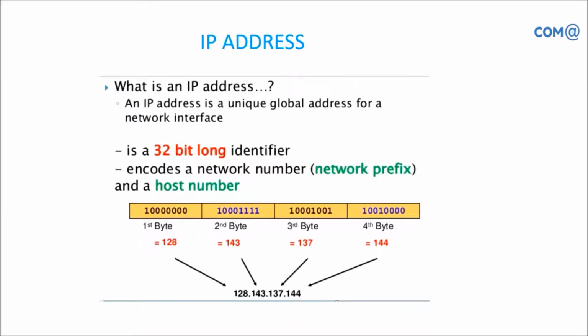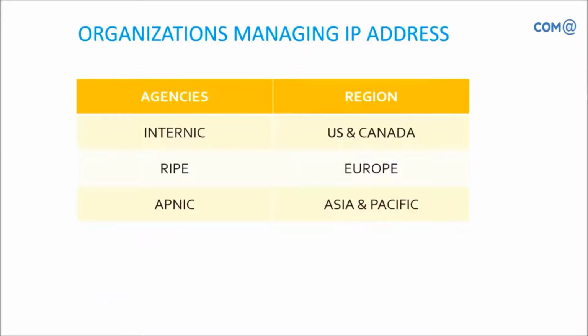It is a 32-bit identifier. The 32 bits are divided into 4 segments. We call each an octet, with 8 bits, 8 bits, 8 bits, like first octet, second octet, third octet, and fourth octet. So there are 4 octets available. This is defined by international agencies like Internic, RIPE, and AFNIC. They are responsible for specific regions of the world.